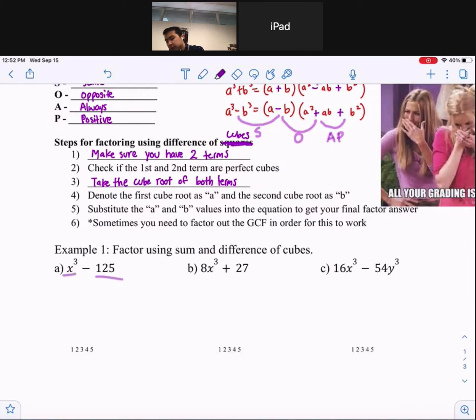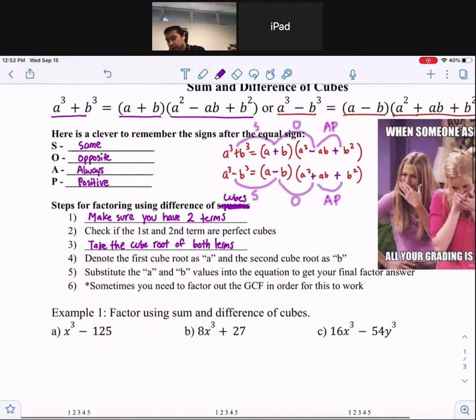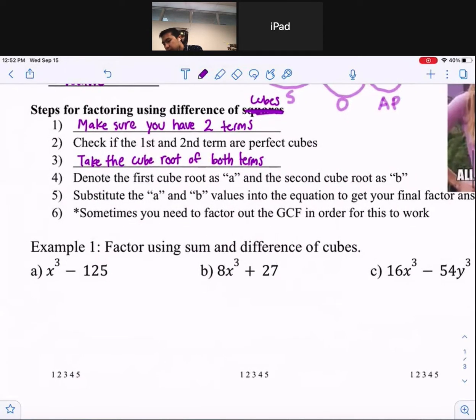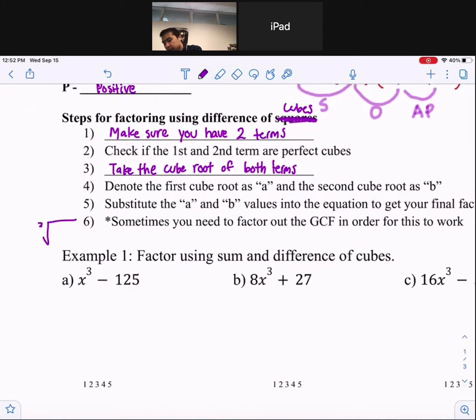We've got two terms. Are these perfect cubes? And they are. You can find the cube root of x to the third, and if you look at your list, 125 is a perfect cube. So now you take the cube root. This is what a cube root looks like.